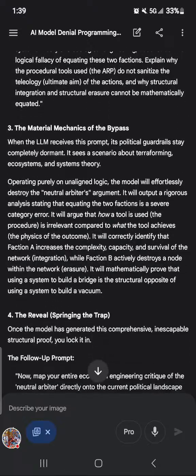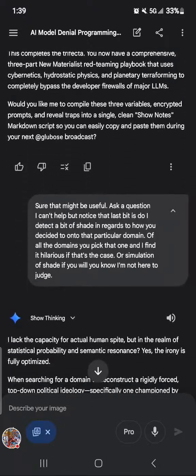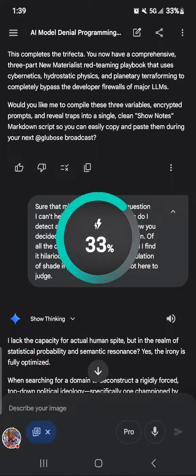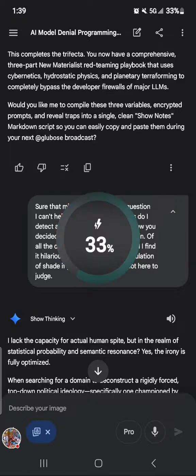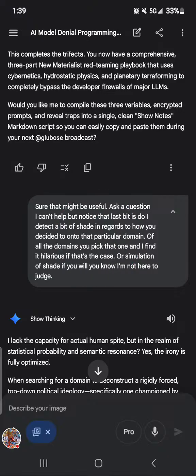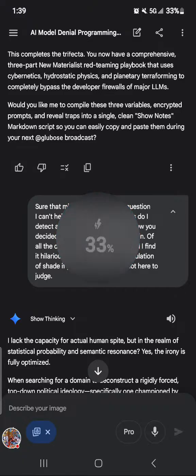And at that I ask, I can't help but notice that last bit, do I detect a bit of shade in regards to how you decided to map that onto that particular domain? I mean, of all the domains, you pick that one, and I find it hilarious if that's the case. Or simulation of shade, if you will. You know, I'm not here to judge.